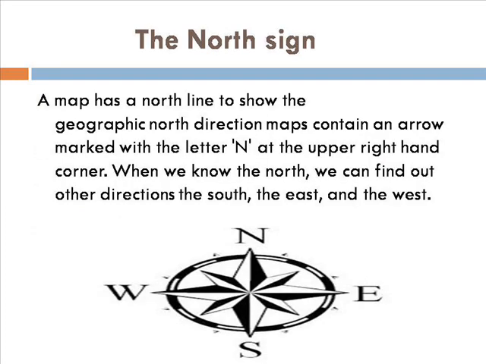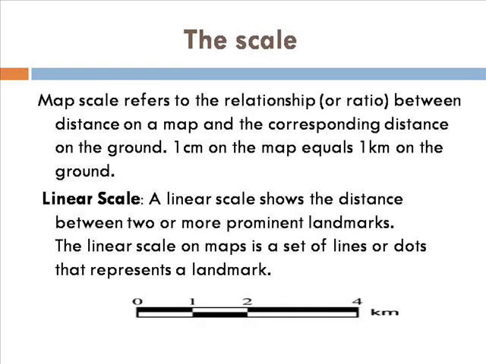The north sign. A map has a north line to show the geographic north direction. A map contains an arrow marked with the letter N at the upper right hand corner. So in this way, when we know the north direction, we can find the other directions like the south, the east, and the west.